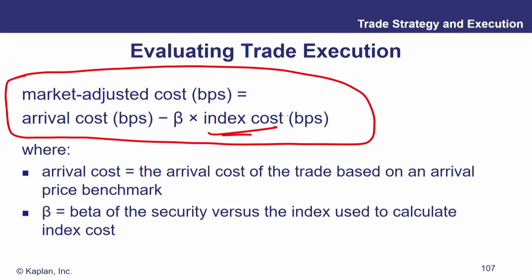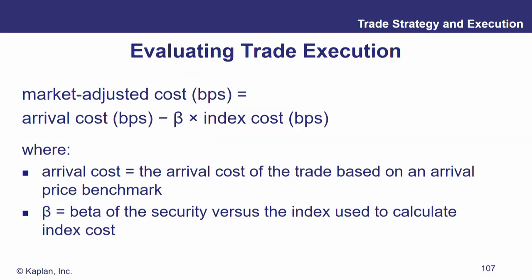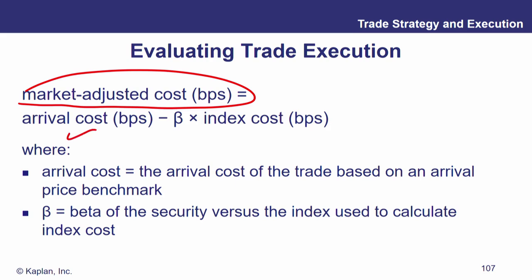Well, now you're going to have to put it in here in the formula. So in order to use market adjusted cost, we're going to have to calculate the arrival cost in basis points. We're going to subtract from that the beta times the index cost that we just showed you the formula for. So again, make sure you understand this formula. We can't reward or penalize traders by moves from the market that they had nothing to do with.